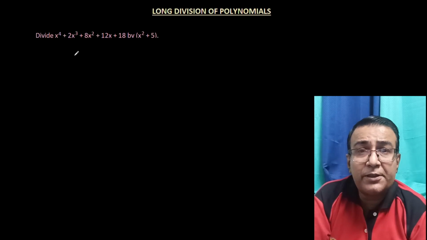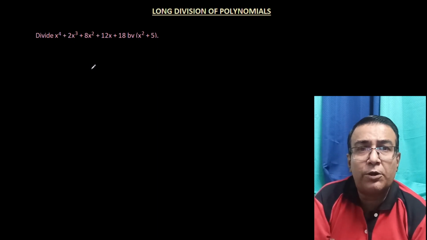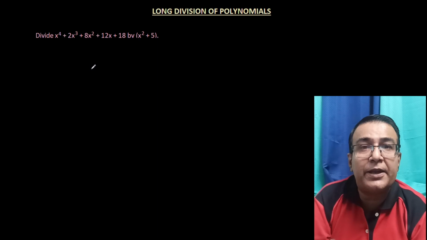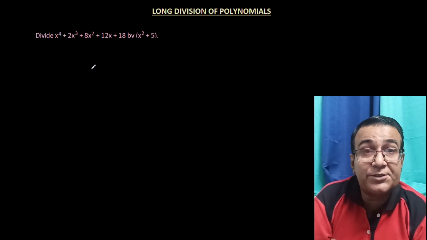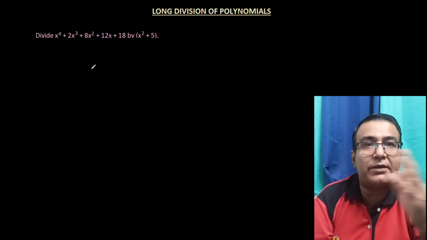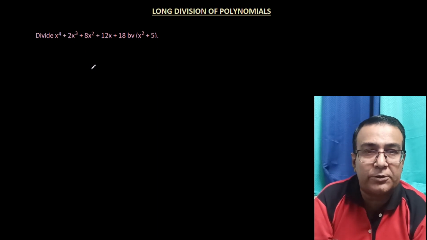Let's move on to the next question. The next question is a little bit different in the sense that the divisor is missing a term. If you look at the question, we have x to the power 4 plus 2x cubed plus 8x squared plus 12x plus 18, and that has to be divided by x squared plus 5. All the terms are present in the dividend, but in the divisor the x term is missing. We have x squared, and after that straight away the constant term.